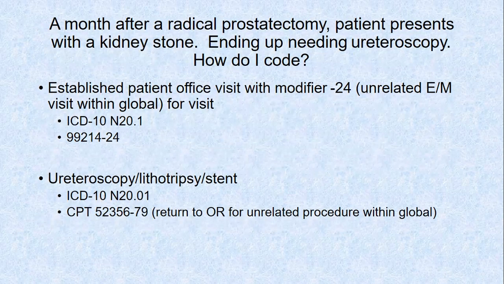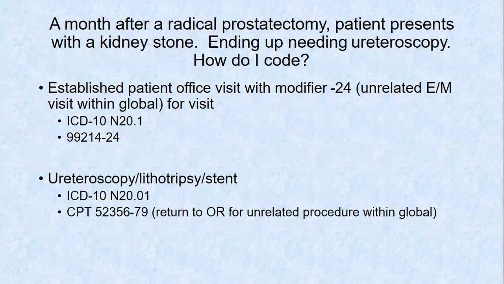Here's another example. A month after radical prostatectomy, a patient presents with a kidney stone. The patient ended up needing ureteroscopy. How do you code? Well, there's an established patient. So when they come to see you with the stone, you use modifier 24 on the E&M service. That's an unrelated E&M visit within the global period because ICD-10 N20.1, ureter stone, has nothing to do with prostate cancer or having a radical prostatectomy. You see them and do all the work, and let's say you bill a 99213 or 99214 evaluation management.